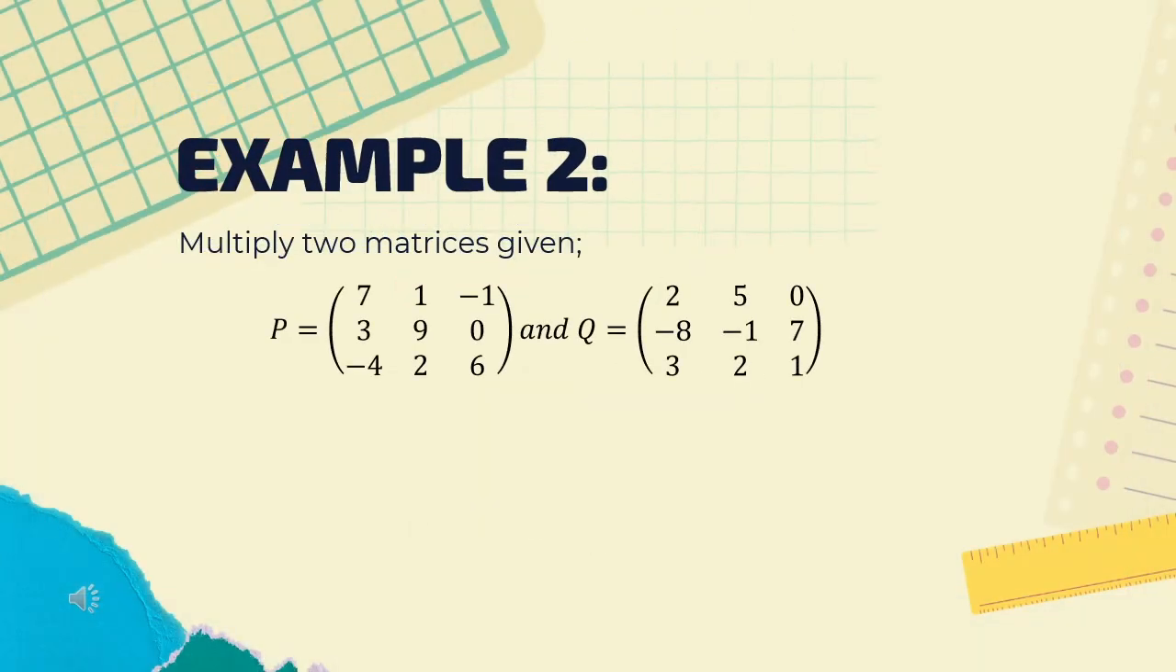Let's move to example 2. Again, we're multiplying two given matrices. Always check that the inner dimensions match before starting the multiplication. Now, we will solve this step by step.